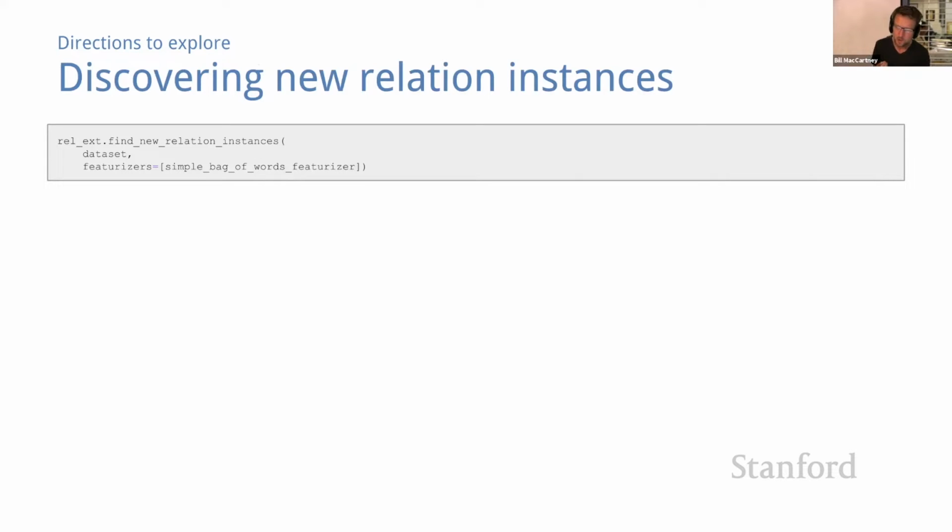Another way to gain insight into our model is to use it to discover new relation instances that don't currently appear in the KB. In fact, as we discussed last time, this is the whole point of building a relation extraction system, to augment a KB with knowledge extracted from natural language text at scale.